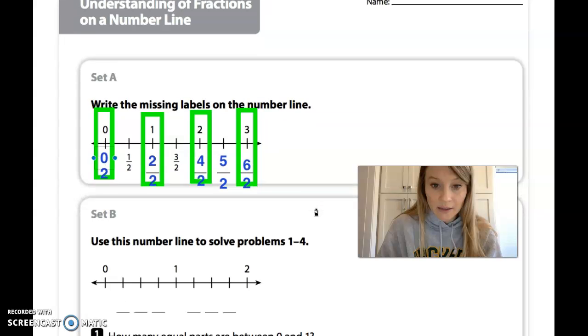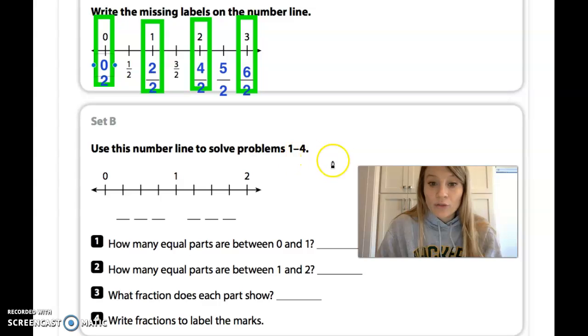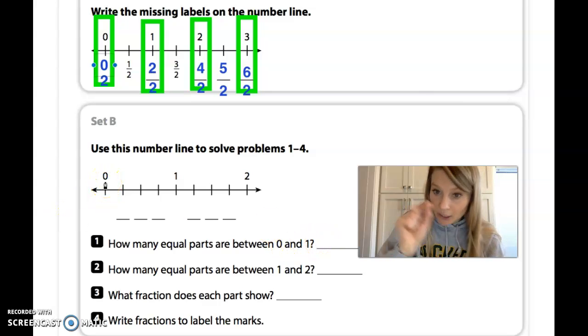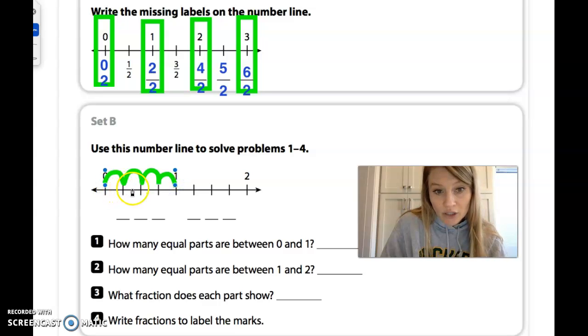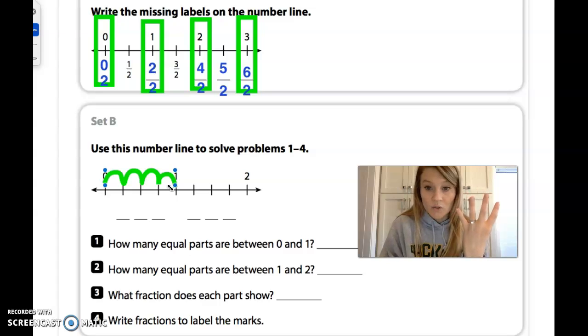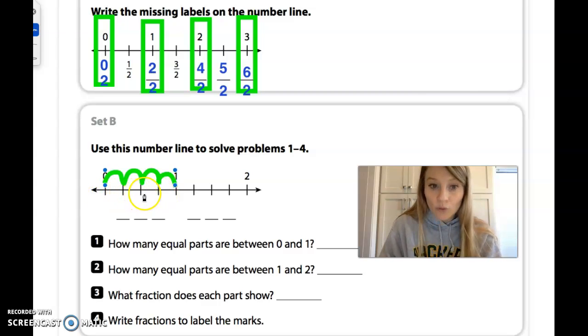So now for B, you're going to use the number line to solve problems 1 through 4. And what it's asking you is it wants to know how many equal parts are between 0 and 1. So what I would do is I would get your pencil and let's make little hops. So we have 1, 2, 3, 4. So I see 1, 2, 3, 4 equal parts. So that means this number line is split into fourths. So 0 fourths, 1 fourth, 2 fourths, 3 fourths, 4 fourths.